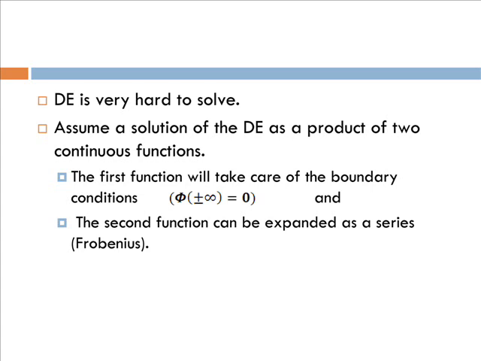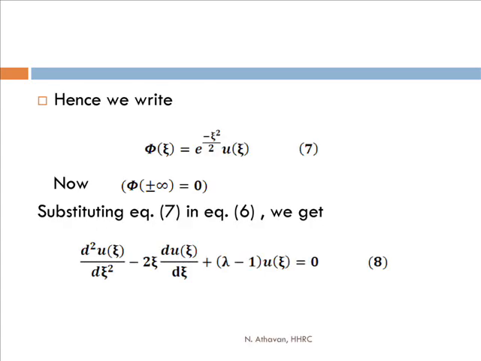We write the phi of xi as e power minus xi square by 2 into u of xi. In this, e power minus xi square by 2 will take care of the boundary condition, that is phi of plus or minus infinity is equal to 0 because e power minus infinity is 0. Here the coefficient of the xi square in the argument of exponential function, that is half, is inserted for convenience. This will be useful when we determine the normalization constant. Another function u of xi, which is going to be expanded as an infinite series.